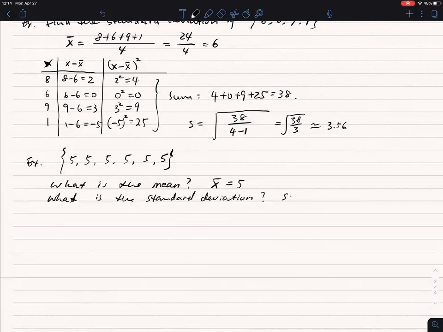Okay, it is 0 because there's no dispersion.